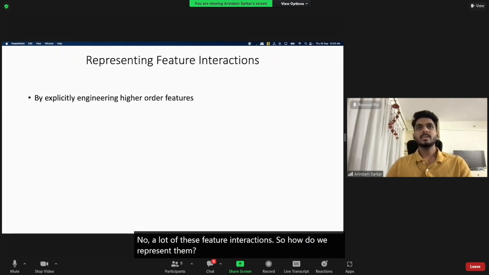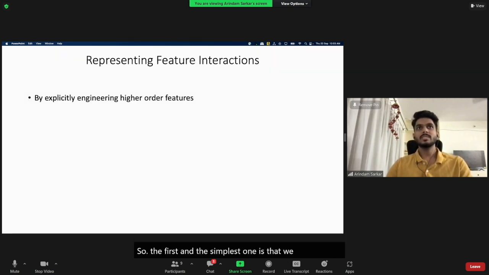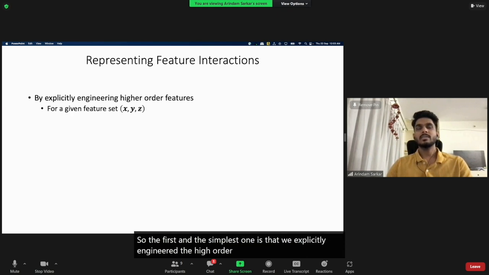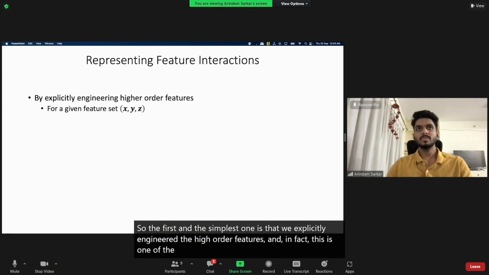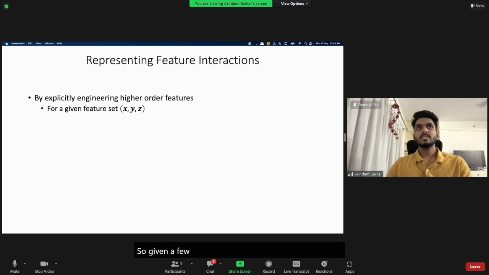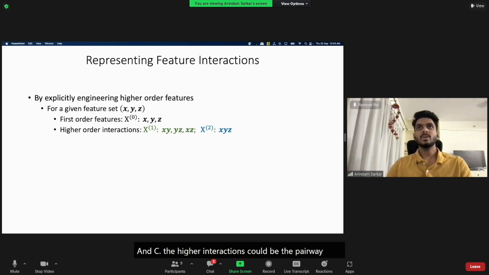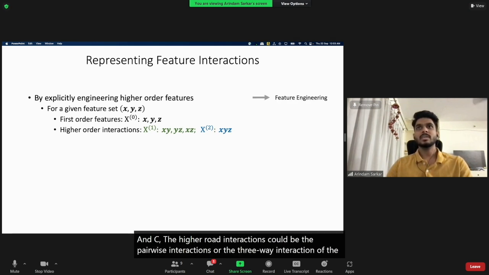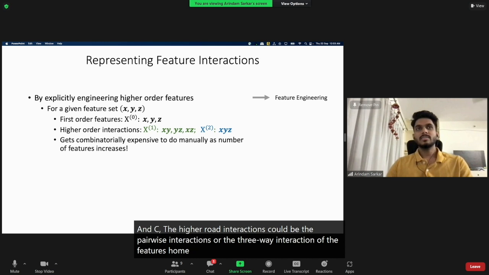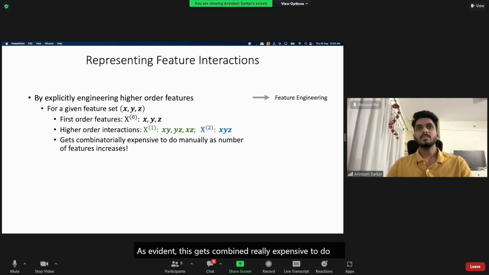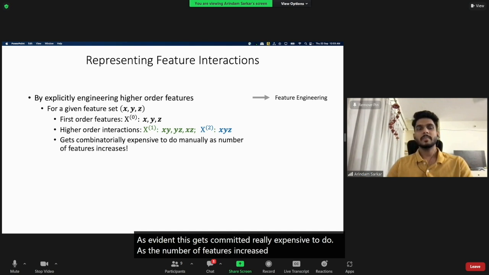The first and the simplest one is that we explicitly engineer the higher order features. And in fact, this is one of the most popular approaches. Given a feature set, let's say the scalars x, y, and z, the higher order interactions could be the pairwise interactions or the three-way interaction of the features. However, as is evident, this gets combinatorially expensive to do as the number of features increases.